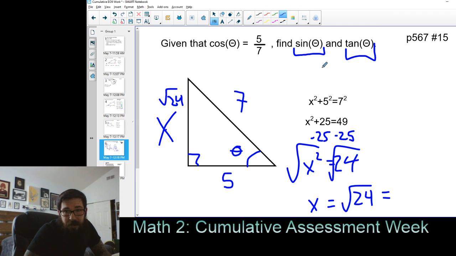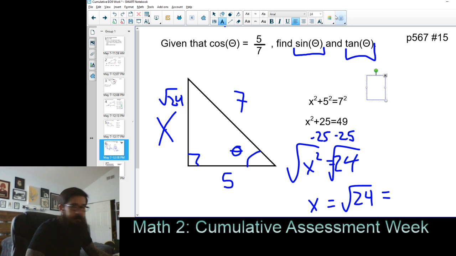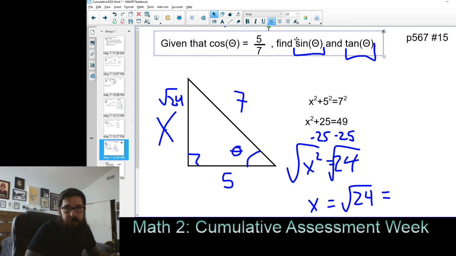So what's sine of theta going to be? Well, sine of theta, let's go ahead and retype this. I'm actually going to copy it because that character is hard to get.